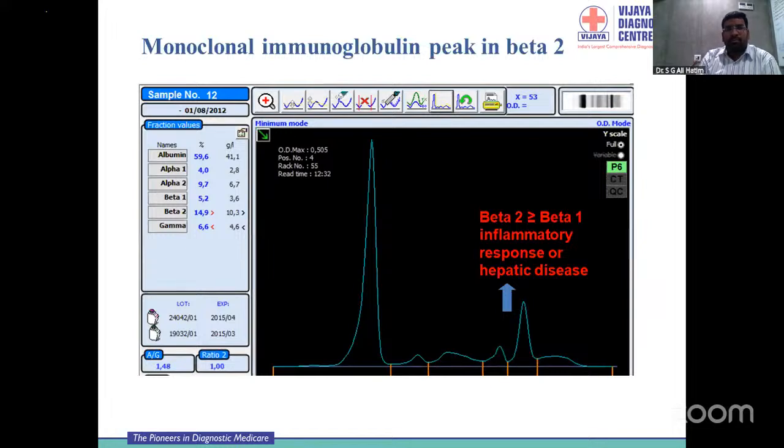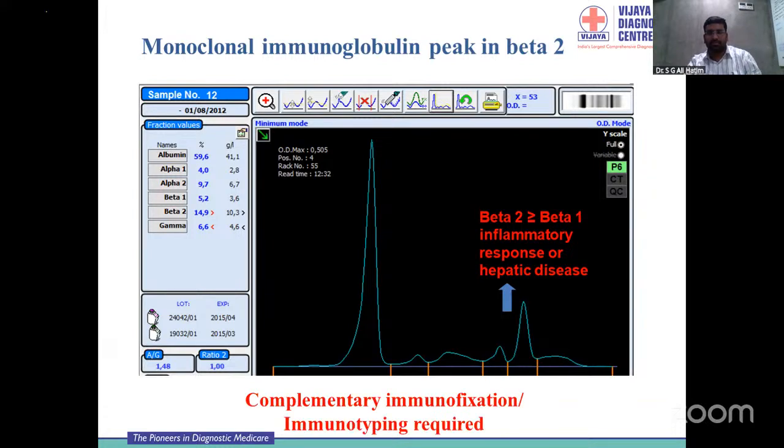So sometimes we get a monoclonal peak not in the gamma region. Here you can see there is a peak in the beta region also. Concentration-wise, if you see, there is an increase in the concentration of beta 2 globulin. To confirm whether it is an interference or actually a monoclonal peak, we again need to run the sample for immunofixation or immunotyping.